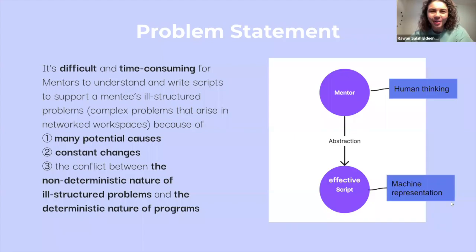Hi everyone. We are Team Orchestration Scripting Environments, and we're here to talk through our problem statement and our conceptual and practical approach with you.